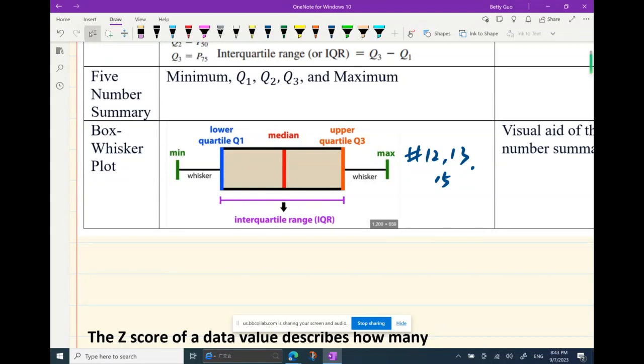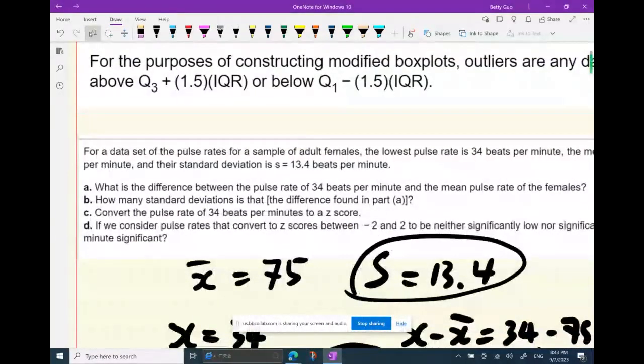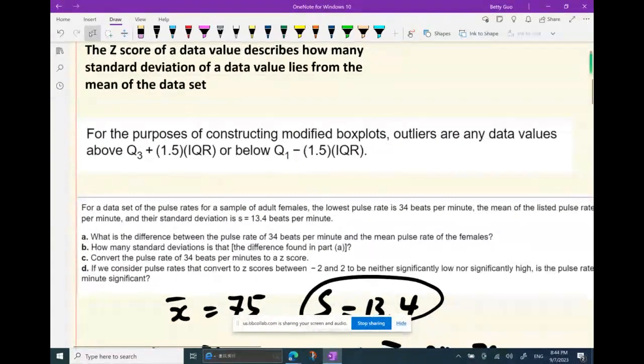So in practice, very often we have to modify the original box plot. How do we modify? Simply get rid of the outliers and do it again, right? For the purpose of constructing the modified box plots, how do we determine which values are outliers? Do we have outliers or not? Outliers are any data values that are above Q sub 3 plus 1.5 times IQR, or below Q sub 1 minus 1.5 times IQR.